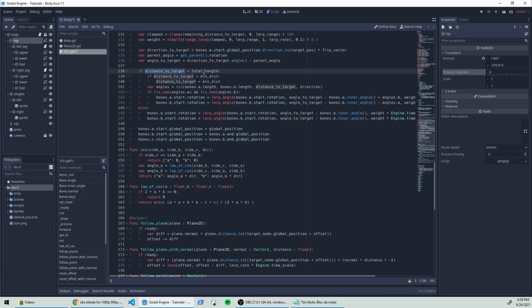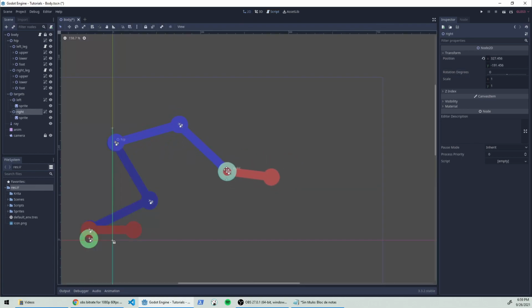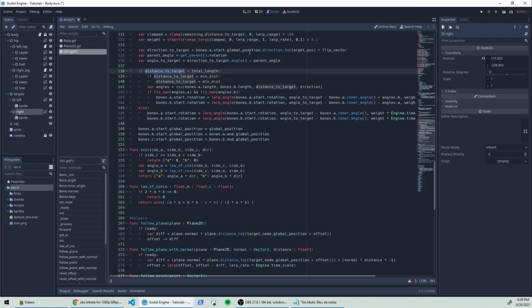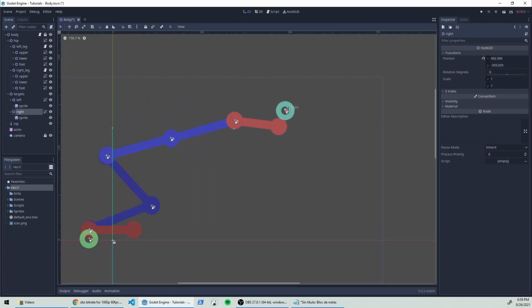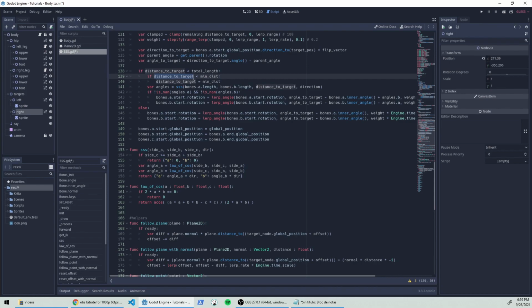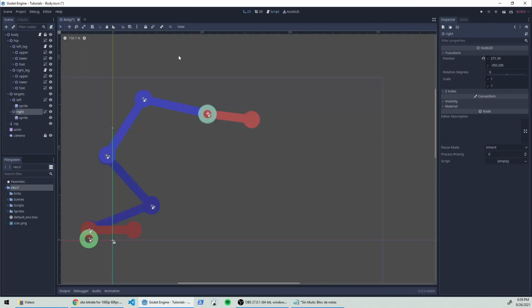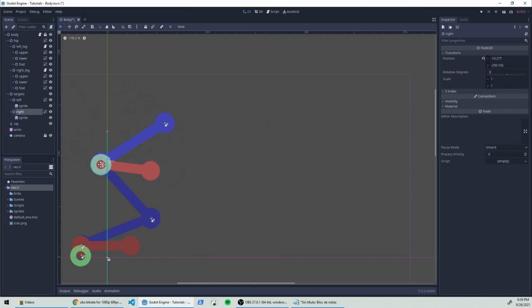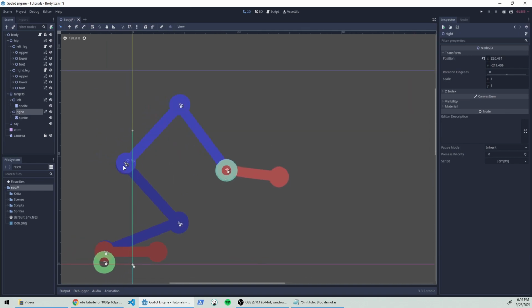Then if the distance to the target is less than the total length, so if the target is within what we could calculate as a triangle, then we actually calculate as a triangle. But if it's farther away, we don't need a triangle. All we need is a straight line, so we can just point at it. If we are within the length of the chain, the first thing we do is check if the distance to the target is less than the minimal distance. I cannot really show you because these two bones are the same length, but I'm going to shorten it just so you can see what I mean.